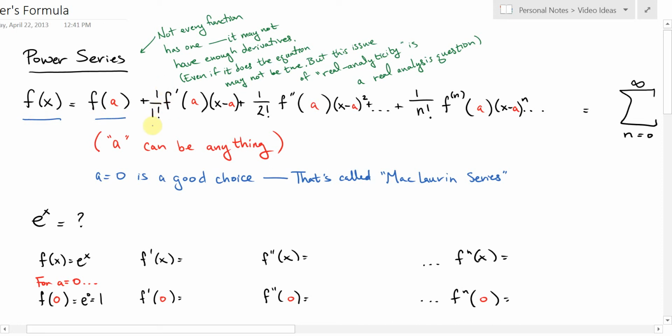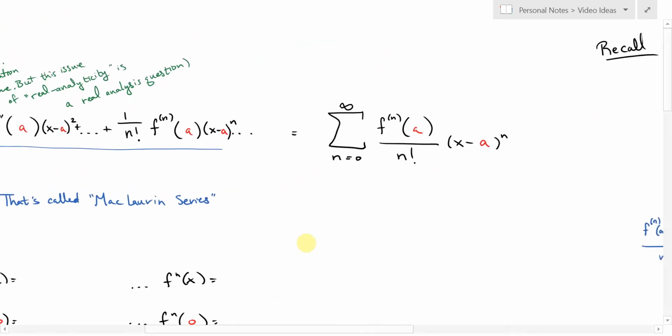Well, you know, 1 factorial is just 1, so it doesn't match it, but 1 over 2 factorial f double prime of a, and so I've already shown it to you before, so this is how it all looks written out. And it's just an infinite sum that continues on and on and on. And if you want to write it as an infinite sum in this notation, it ends up looking like this.